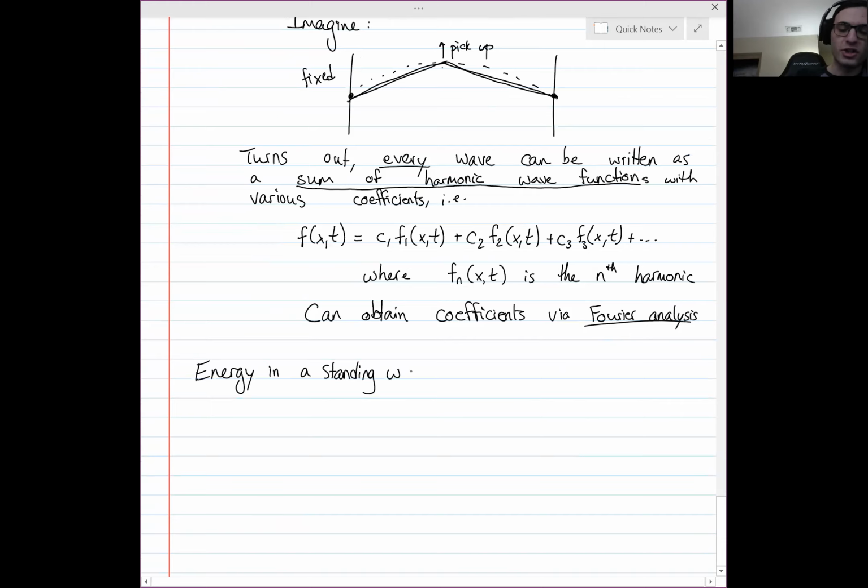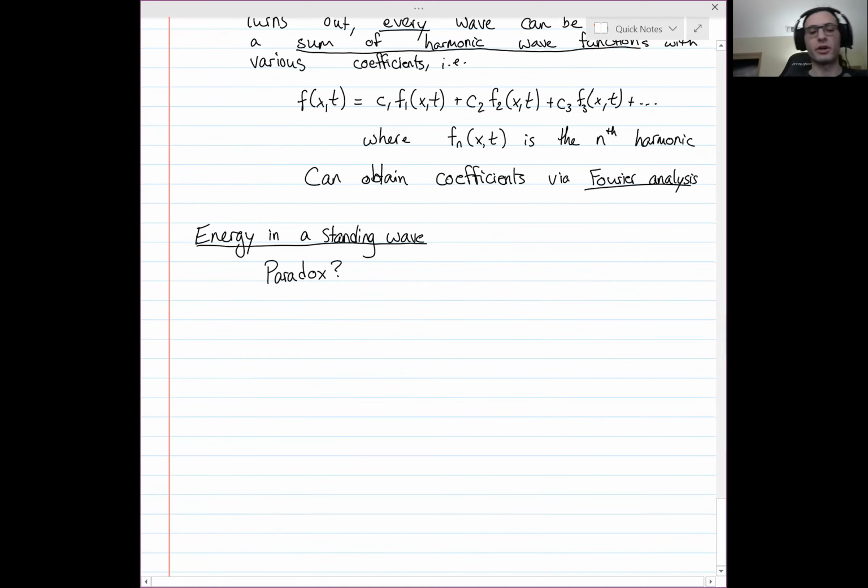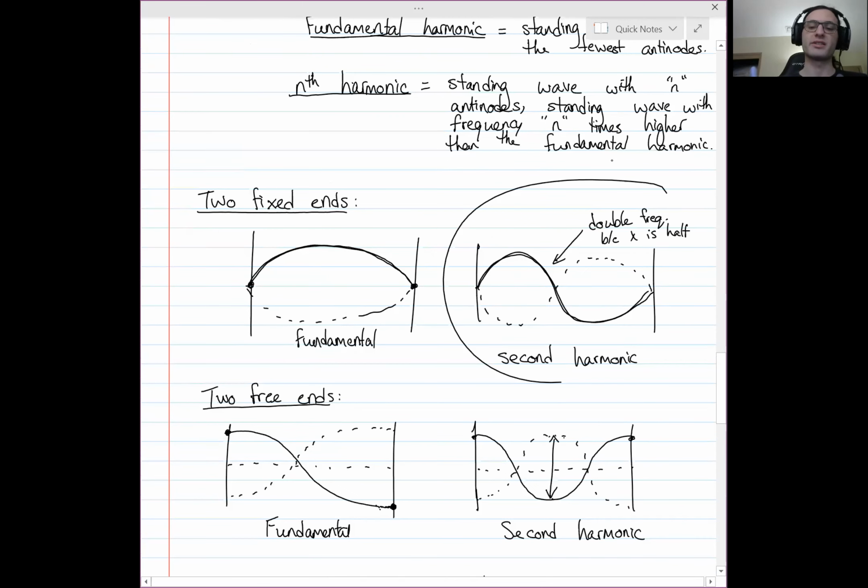We already know how to talk about the energy of a regular wave. So what about the energy in a standing wave? So there's a bit of a paradox here, and I'll describe what I mean. So consider, say, the second harmonic for fixed end standing waves. So we're imagining the second drawing that I did. Just to refresh your memory, we were imagining a wave that looks like this.